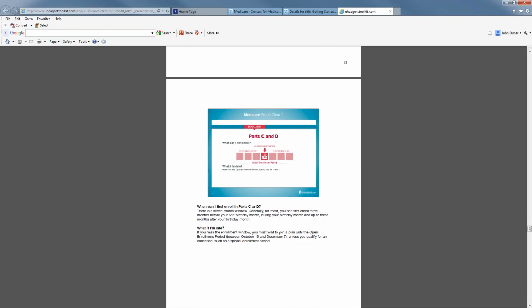And then when are you first eligible for Parts C or D? There's a 7-month window of eligibility. So generally you can first enroll 3 months before your 65th birthday month, your birthday month, and 3 months after that birthday month. 3 months before, the month of, and 3 months after.